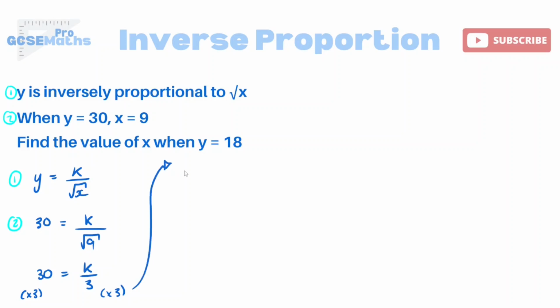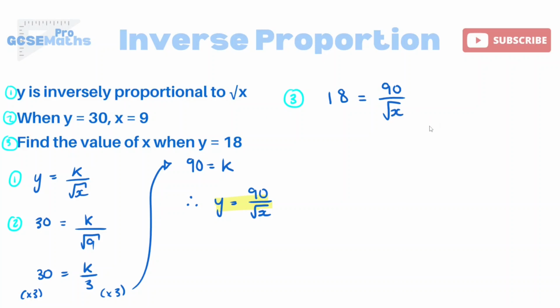So let's bring that over here. So 30 times 3 is 90, and that equals k. Okay, therefore, my actual formula, my completed formula, is y equals 90 over the square root of x. Here we go. Alright, and the final step, step 3. We want to actually answer the question. So find the value of x when y is 18. So I'm going to substitute in 18 for y. So 18 equals 90 over the square root of x.